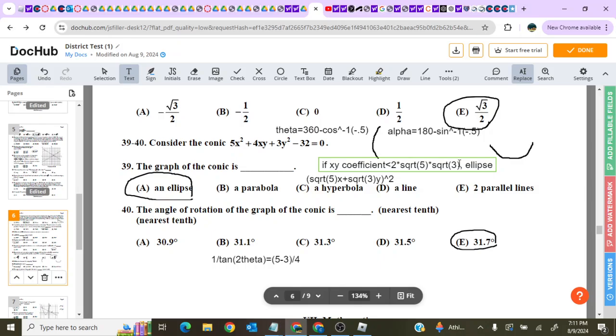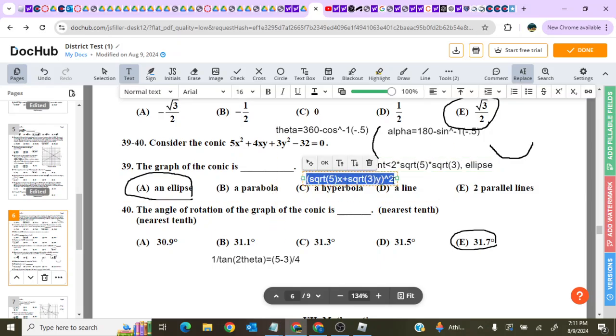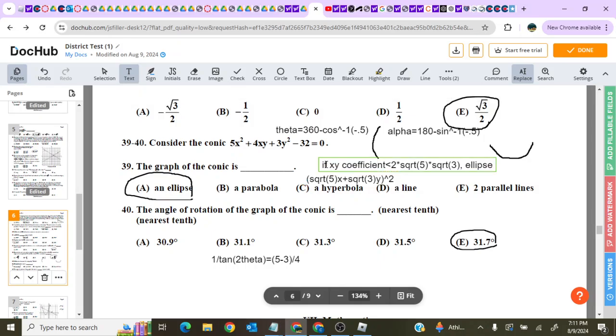Maybe it was a little confusing to explain, but just try and understand this right here. This is your bound you're looking for. Square root of this plus square root of that squared, so what would be formed by the xy of that? It should not exceed that, unless it does, it becomes a hyperbola, or if it's equal to that, it becomes two parallel lines.